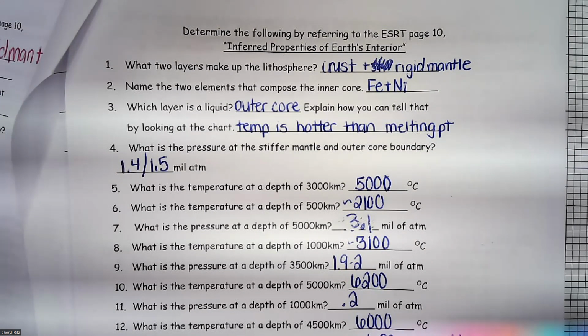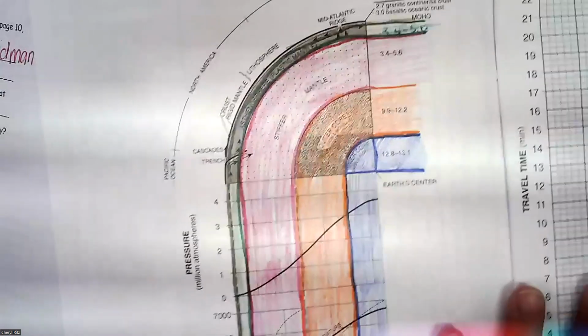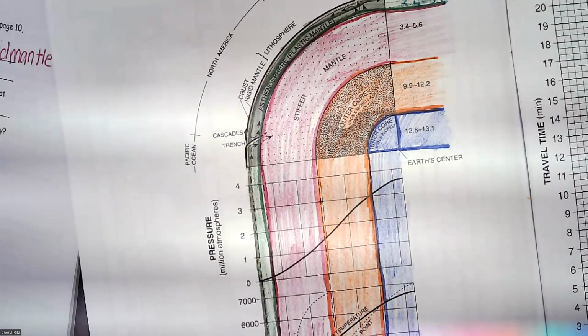All right, I want to hear what you guys had to say for number 13. What layer has a temperature of 4,000 degrees Celsius? I hear two answers, stiffer mantle or outer core. Go ahead and grab your reference tables and check that one out. So one of those answers is correct. Is it the stiffer mantle or the outer core for a temperature of 4,000? Why is it the stiffer mantle?